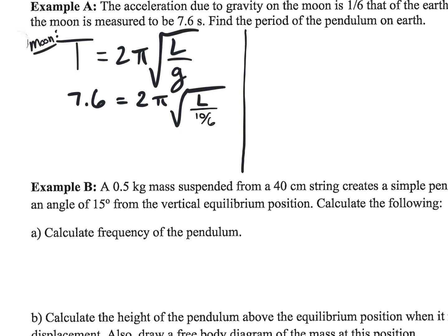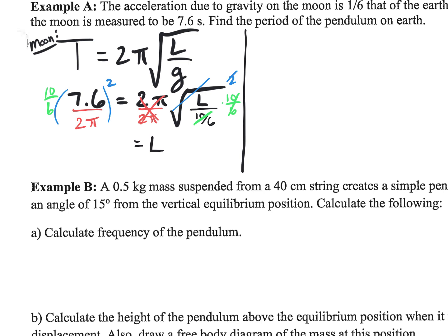How do I solve for L? Okay, so I'm going to divide by 2 pi. And divide by 2 pi. Now what? Square. So that goes away, and I'll square this. Multiply by 10 over 6. Okay, so that's the last thing I need to do, multiply by 10 over 6, so that goes away. All right, so I'm left with L equaling whatever that mess is, right?